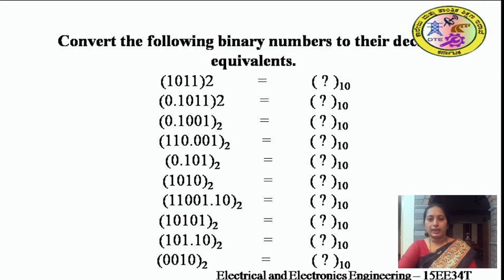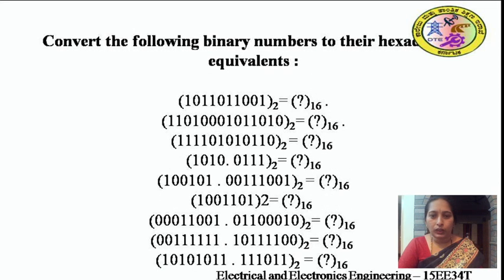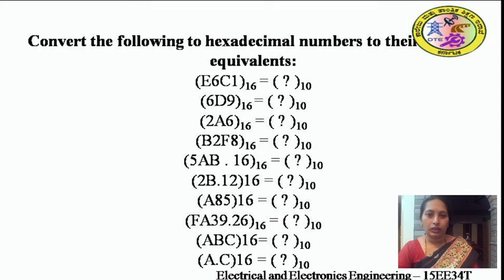I have given you a lot of exercises which you can practice and be confident in these conversions. To convert binary numbers to their decimal equivalents, we have given around 10 problems which you can solve and practice. To convert binary numbers to their hexadecimal equivalents, I have given many exercises. To convert hexadecimal numbers to their decimal equivalents, I have given around 10 problems which you can practice.